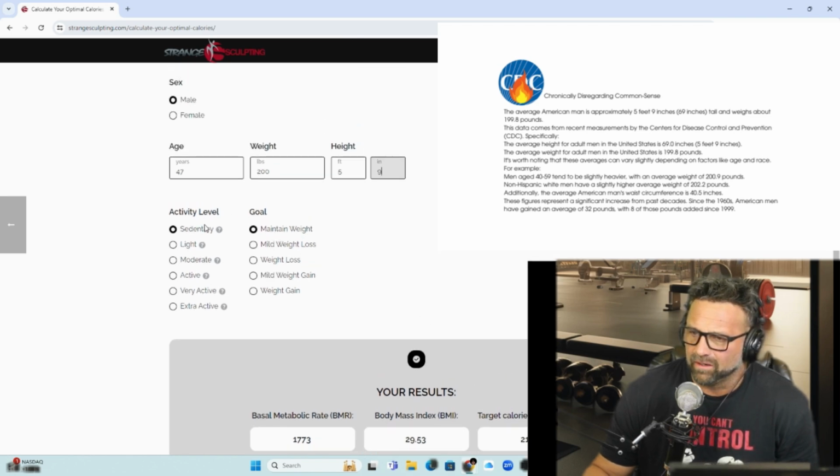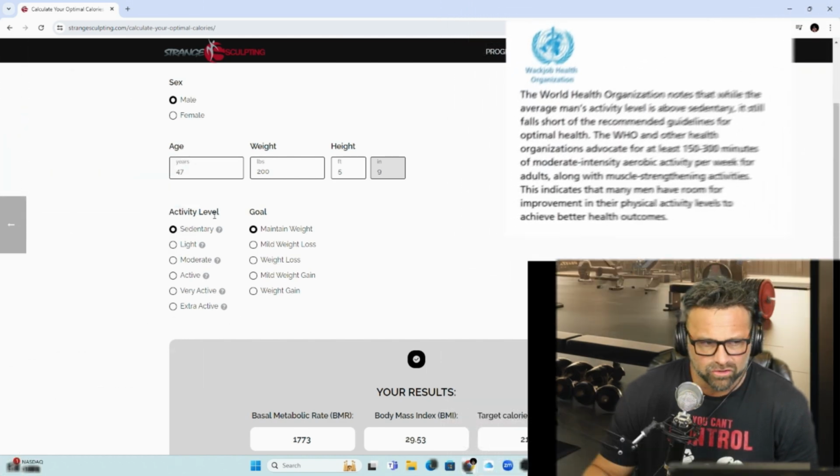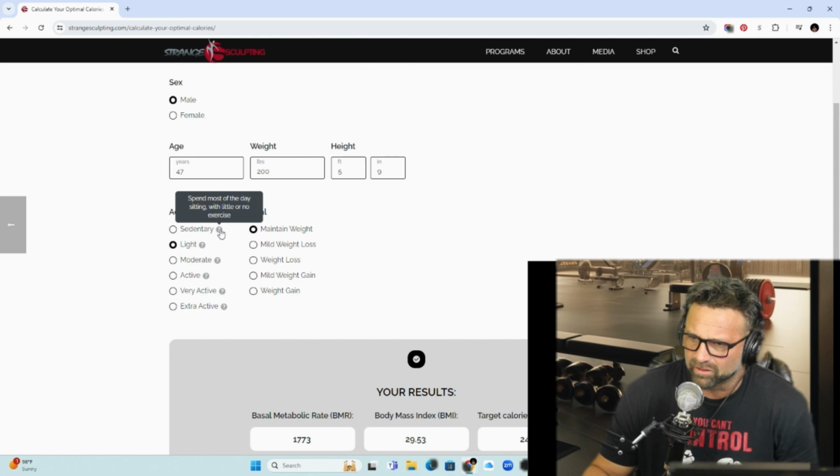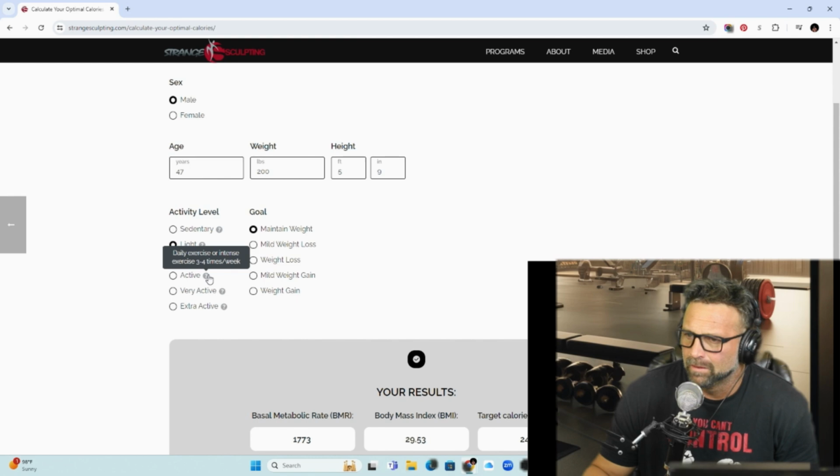But now we got to figure out what the average man's activity level is. What's his activity level? Well, according to the Whack Job Health Organization, American men don't get enough activity, and well, that's ironic. And so they say we're slightly above sedentary, so I'm going to put light. But if you say, I don't really know what I do, there's a little question mark there. You see that question mark? You just scroll over that question mark, and it's going to give you an indication of what you might be. And then you can click maintenance goals, mild weight loss, mild weight gain. I'm going to click on just maintenance calories. I want to maintain 200 pounds, so I'm light active, maintain my 200-pound physique.